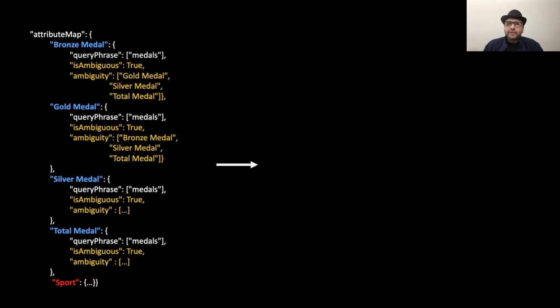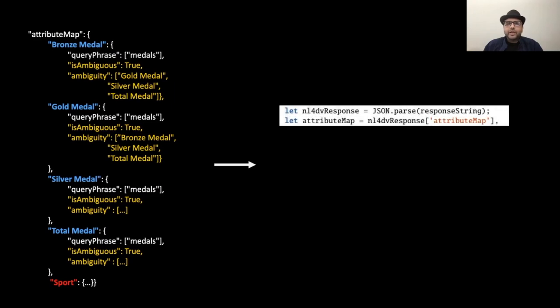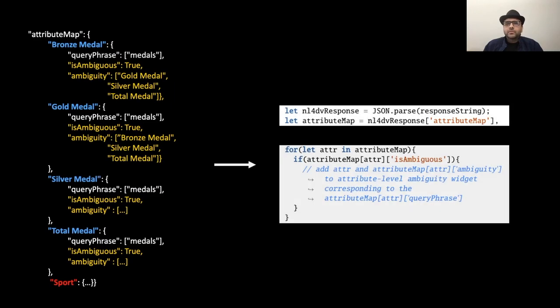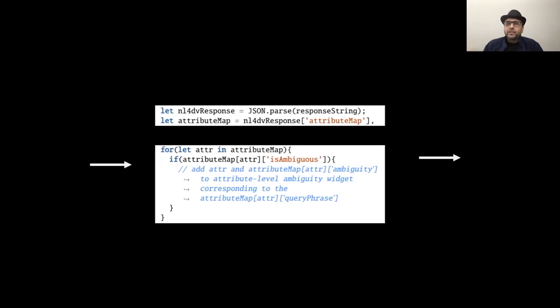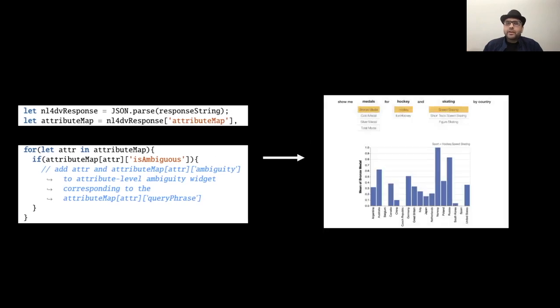We parse the attribute map and task map returned by NL4DV in JavaScript, check the isAmbiguous fields, and populate the ambiguity dropdown widgets. Finally, we invoke Vega embed to render the visualization specification as part of VisList.